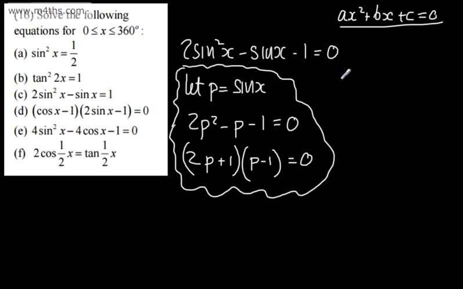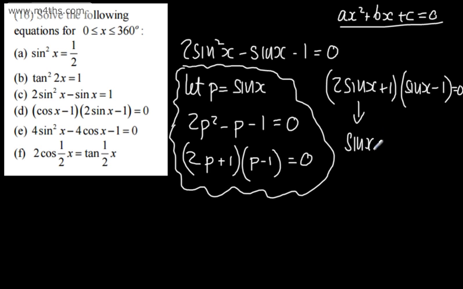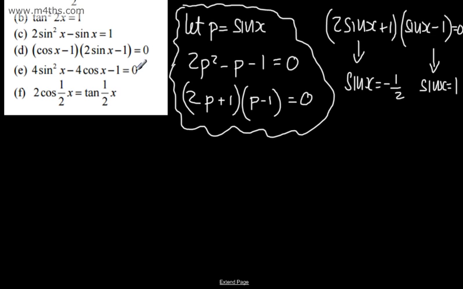So what I could have written instead is that 2 sine x plus 1 multiplied by sine x minus 1 is equal to 0. And that's a nicely factored quadratic equation. So what we're going to do is say that 2 sine x plus 1 is equal to 0. Let's just check: if I expand this out, 2 sine squared x minus 2 sine x plus sine x minus 1. If this factor was equal to 0, sine x would be equal to negative 1/2. If the other was equal to 0, we could say sine x was equal to 1. Two different equations, and all we would do is go ahead and solve them.